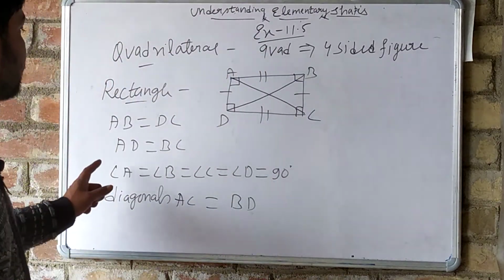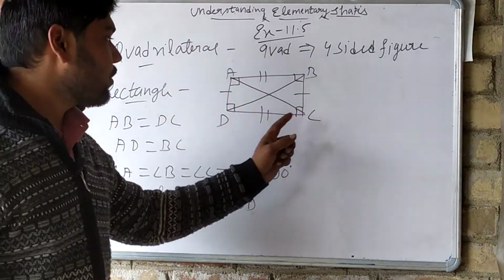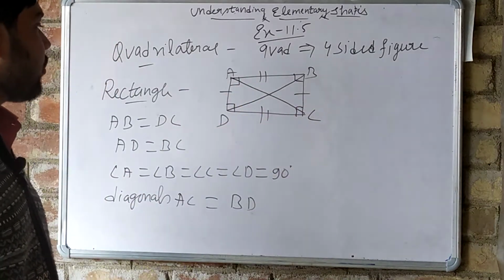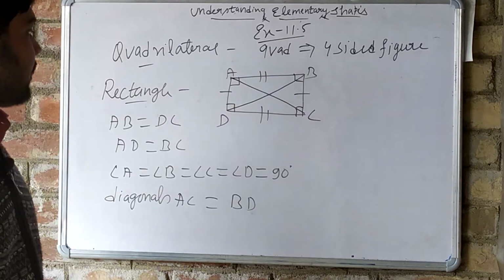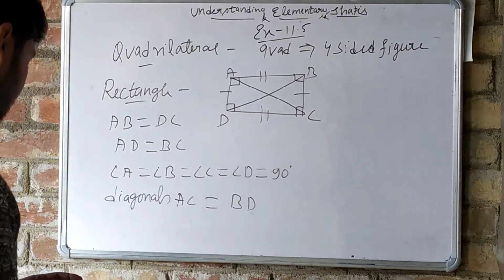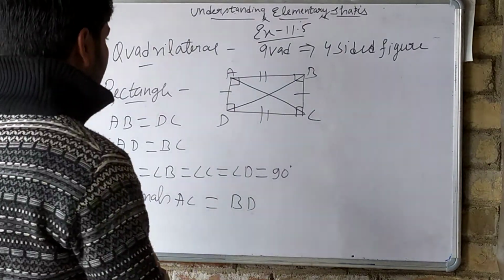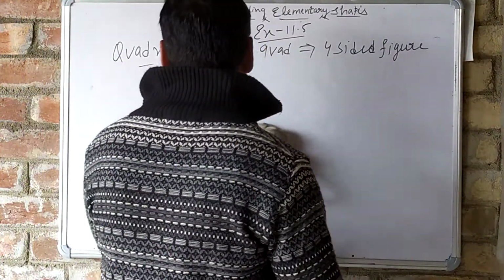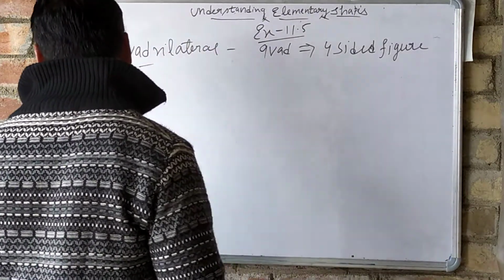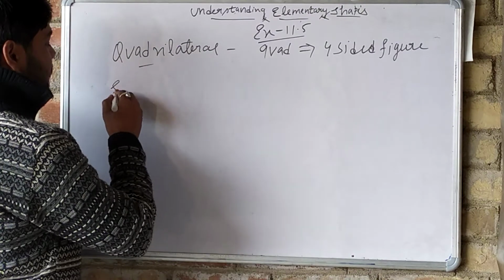So keep these in mind: opposite sides in a rectangle must be equal, all four angles are 90 degrees, that means all four angles are the same, and the diagonals are of equal length. So this is about rectangle. Next we have to study about square. Rectangle is a four-sided figure, which is a quadrilateral.